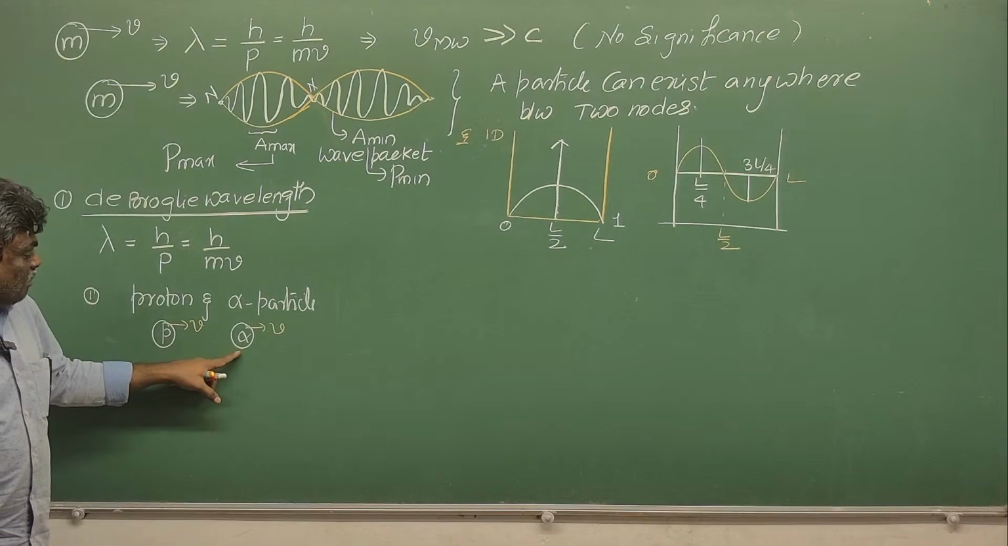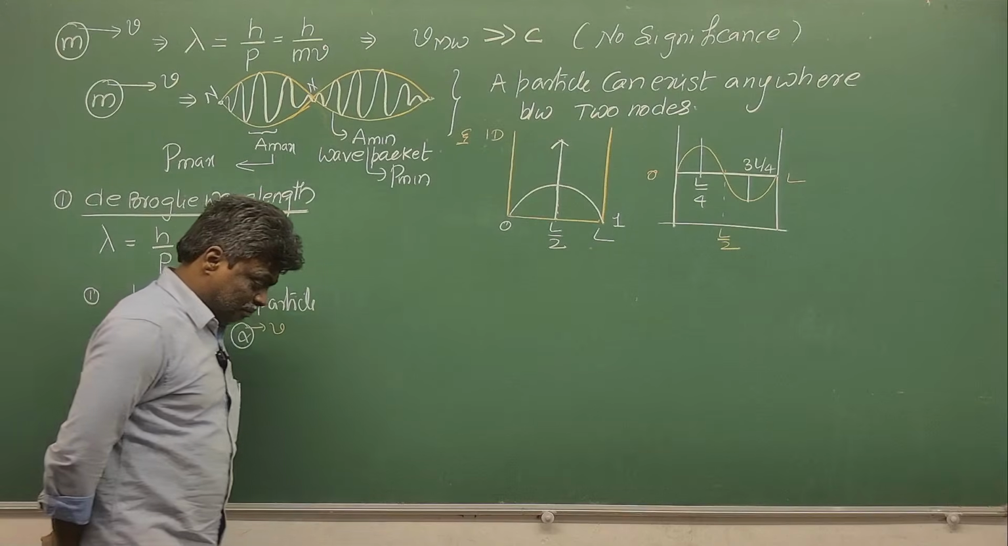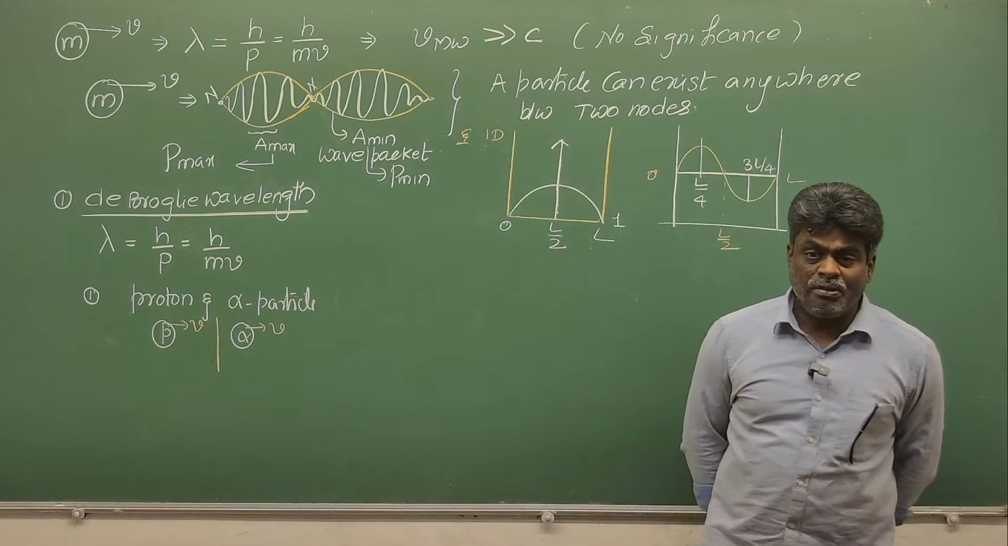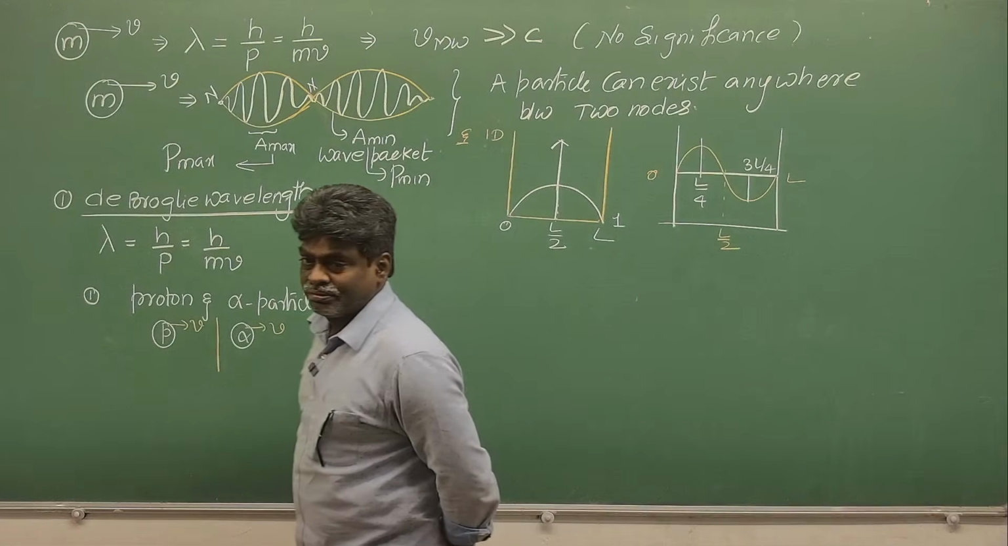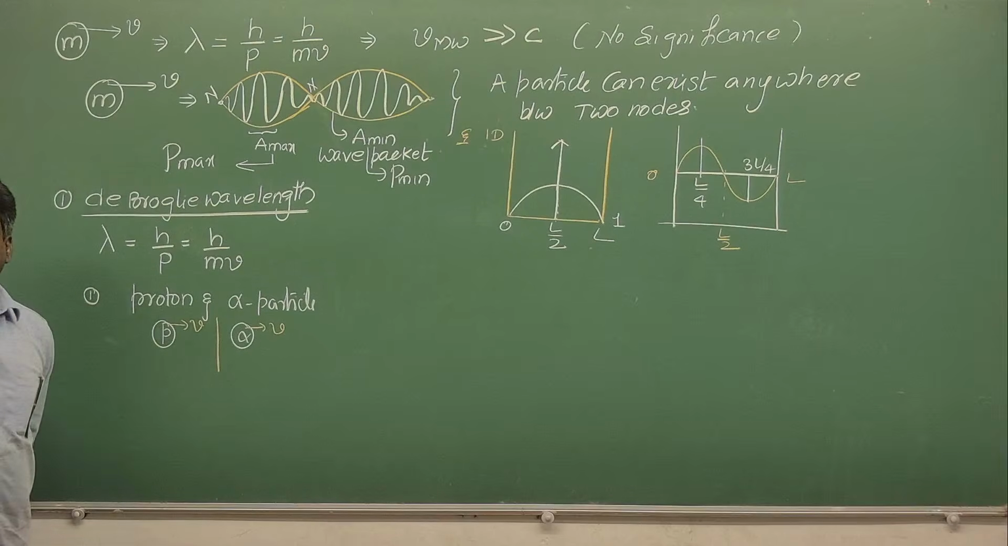Proton and alpha particle are moving with the same velocity. Asking the question, the ratio of their de Broglie wavelengths. This is the question. Question understood? Proton and alpha particle are moving with the same velocity. What is their de Broglie wavelength?